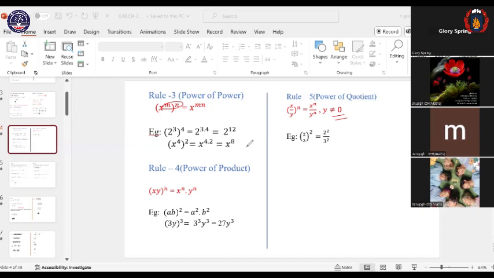Power of a product: x y the whole power n equals x power n into y power n. Power of a quotient: x by y the whole power n equals x power n by y power n, where y is not equal to 0.